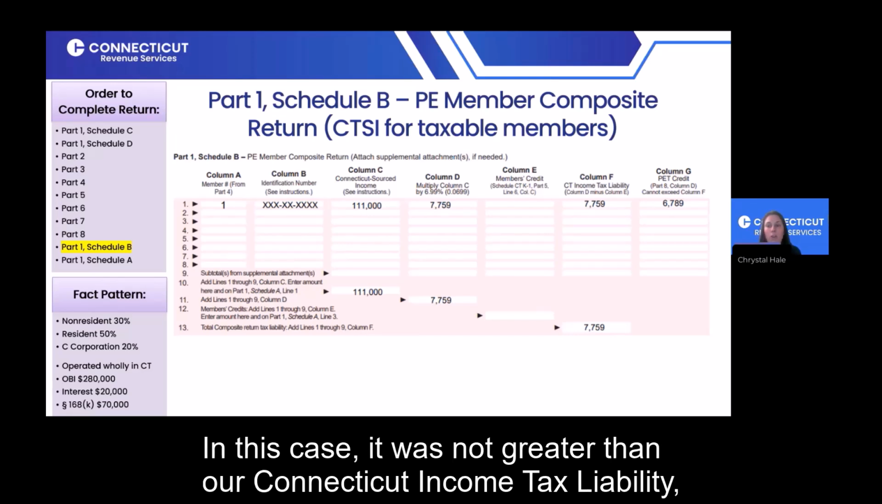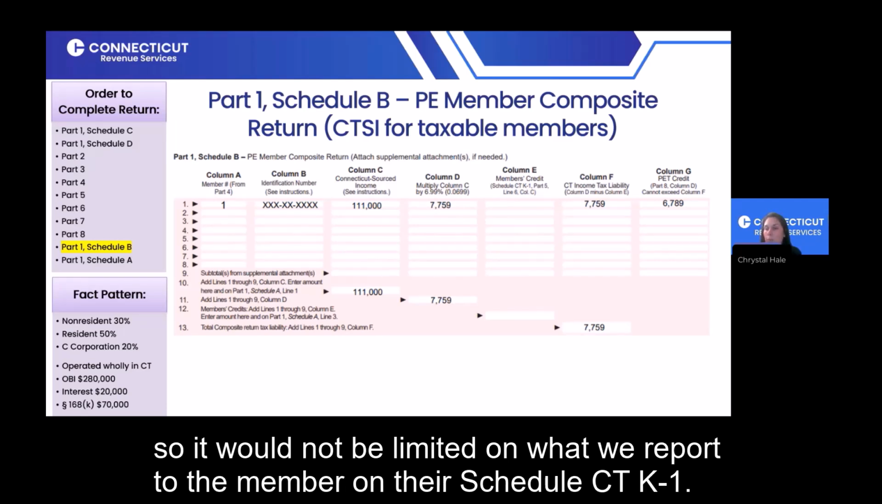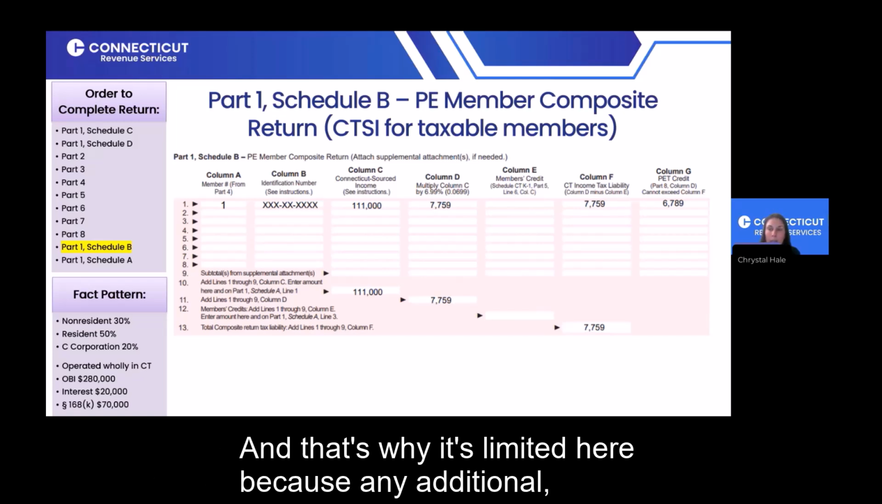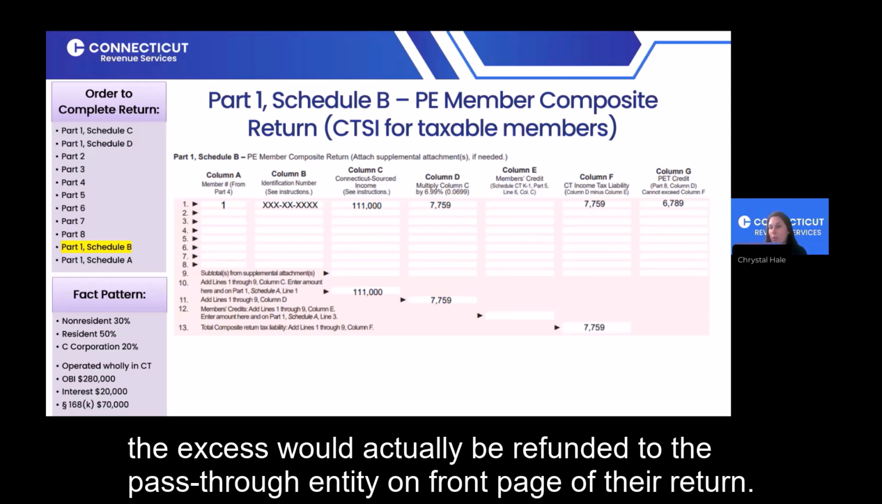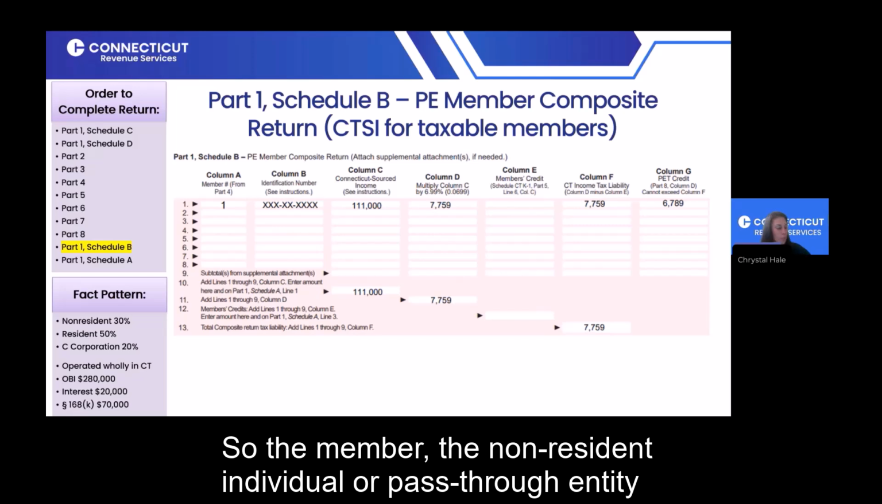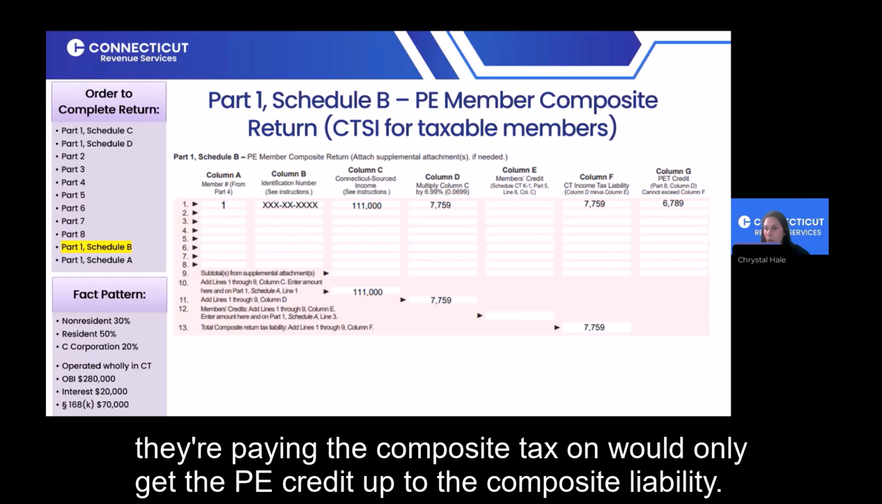In this case, it was not greater than our Connecticut income tax liability, so it would not be limited on what we report to the member on their Schedule CTK1. And that's why it's limited here, because if the PE tax credit was overpaid, the excess would actually be refunded to the pass-through entity on the front page of their return. So the member, the non-resident individual or pass-through entity that they're paying the composite tax on, would only get the PE credit up to the composite liability.